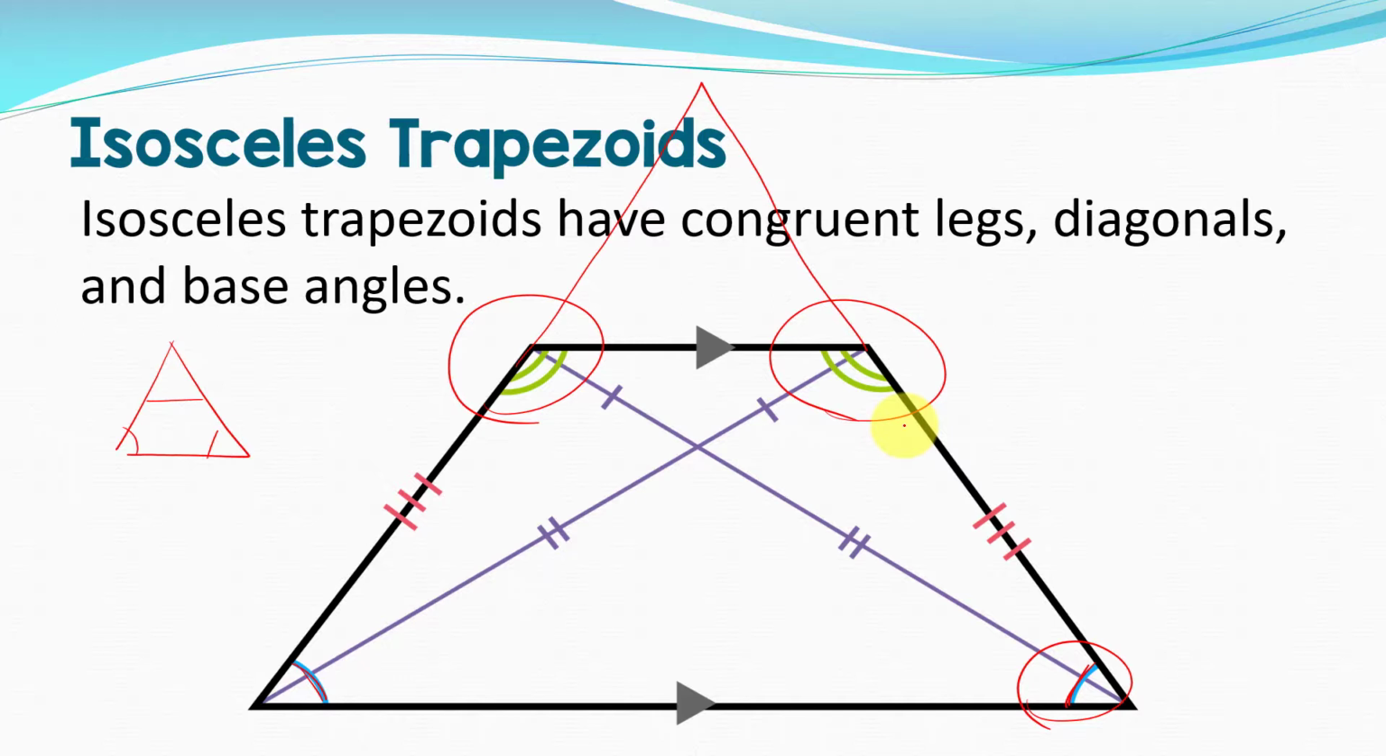Now they are not bisected like in a parallelogram, but they are congruent diagonals, and so wherever they meet, the two halves are congruent to each other. The legs are congruent. Okay.